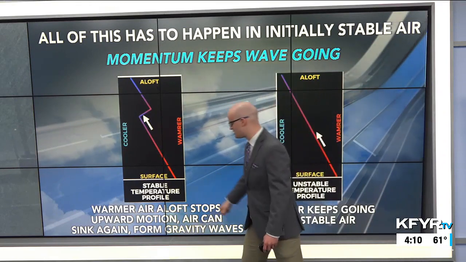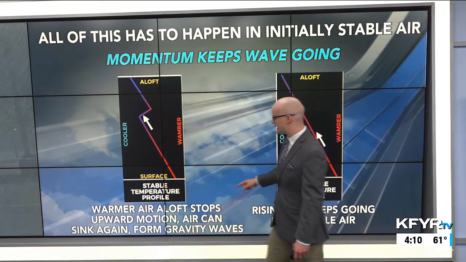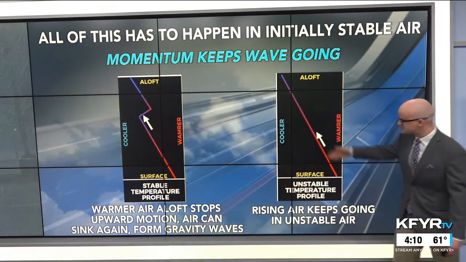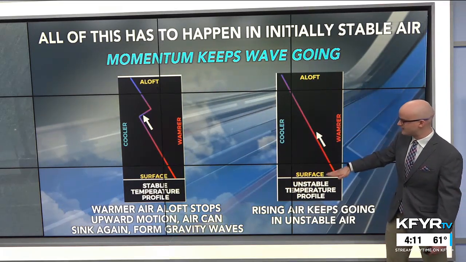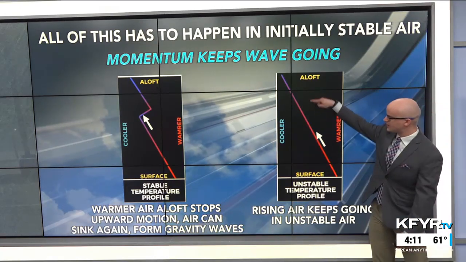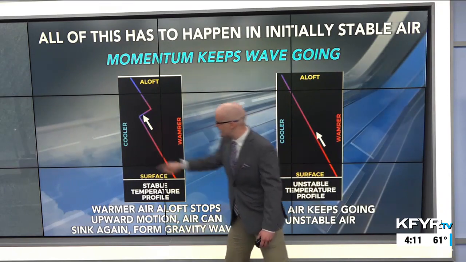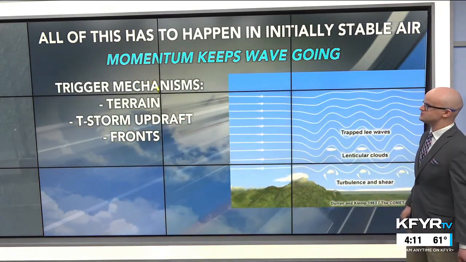With that stable layer of air, the warm air aloft stops the upward motion, and the air can sink again, forming that gravity wave. Whereas if we had an unstable atmosphere, and this is what the temperature profile of that atmosphere would look like from the surface to aloft, the rising air would keep going in that unstable atmosphere, and we wouldn't get the gravity waves. With the stable air, again, you can get that oscillating wave-like motion within that lowest level of the atmosphere.